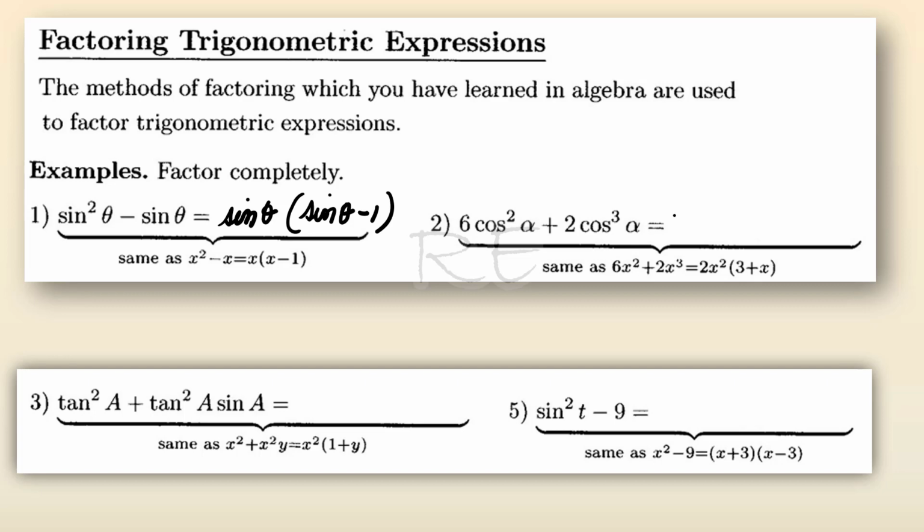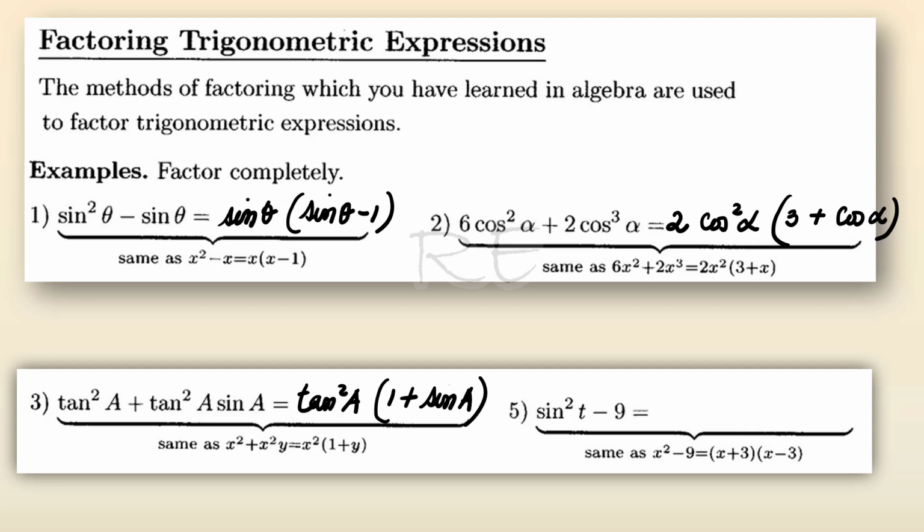6 cosine squared alpha plus 2 cosine cubed alpha is equal to 2 cosine squared alpha, the greatest common factor. We're left with 3 plus cosine alpha. Tan squared a plus tan squared a sine a. Tan squared a is the greatest common factor. We are left with 1 plus sine a.